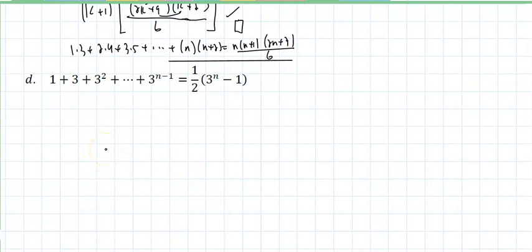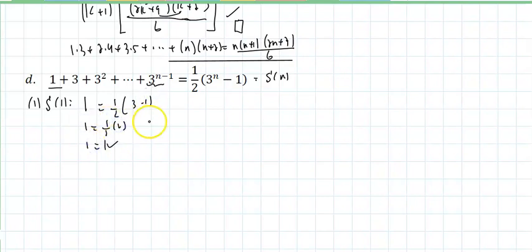All right, the next problem, the same deal. Let this be S of n. Step 1, S of 1: take the first term, or plug 1 in there. 3 to the 0 is 1. That's 1 half into 3 minus 1. 1 equals half of 2, 1 equals 1. That checks. This one I think I could put them side by side.